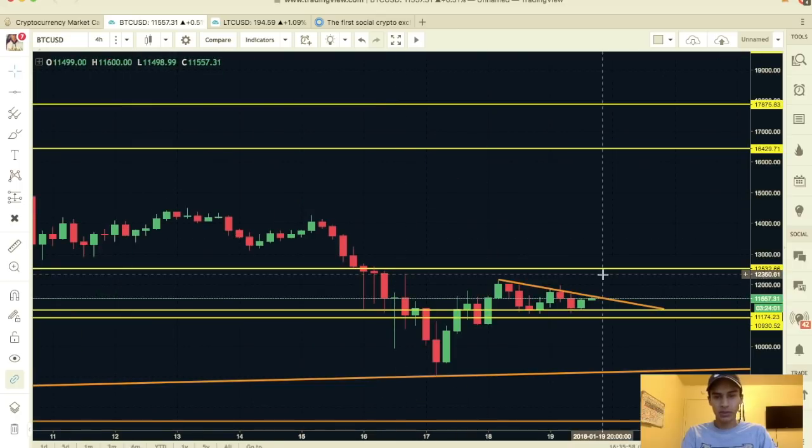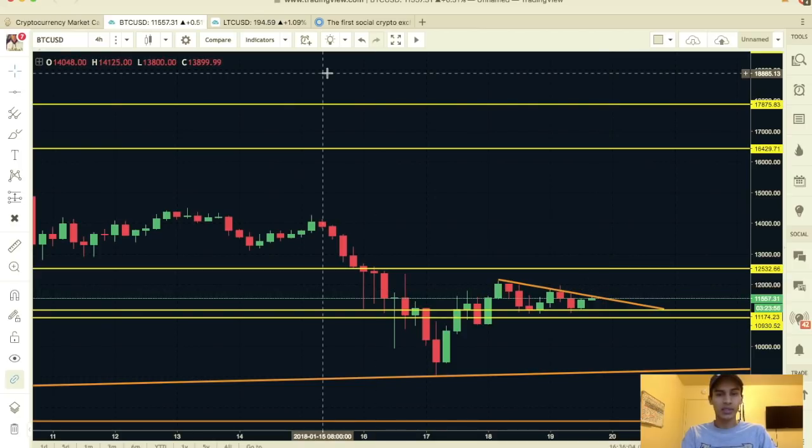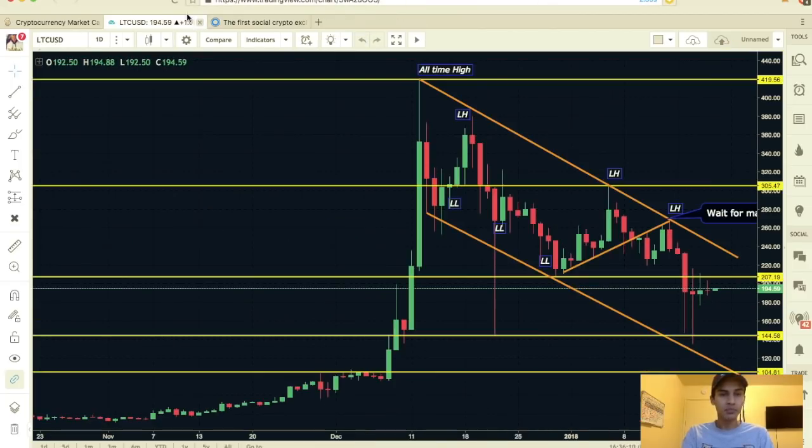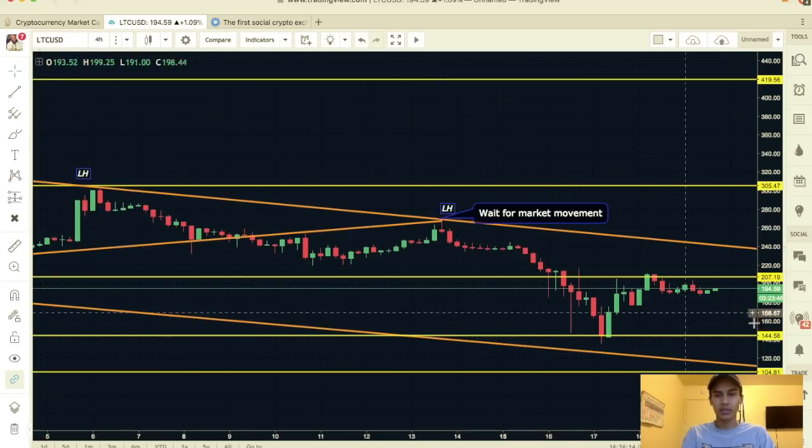Did I say what I expect for Bitcoin? If we see a push above 11,750 and a close, I believe that's going to be a nice push towards the upside. And I'm expecting the same here from Litecoin. Litecoin is kind of behaving the same way as Bitcoin here.